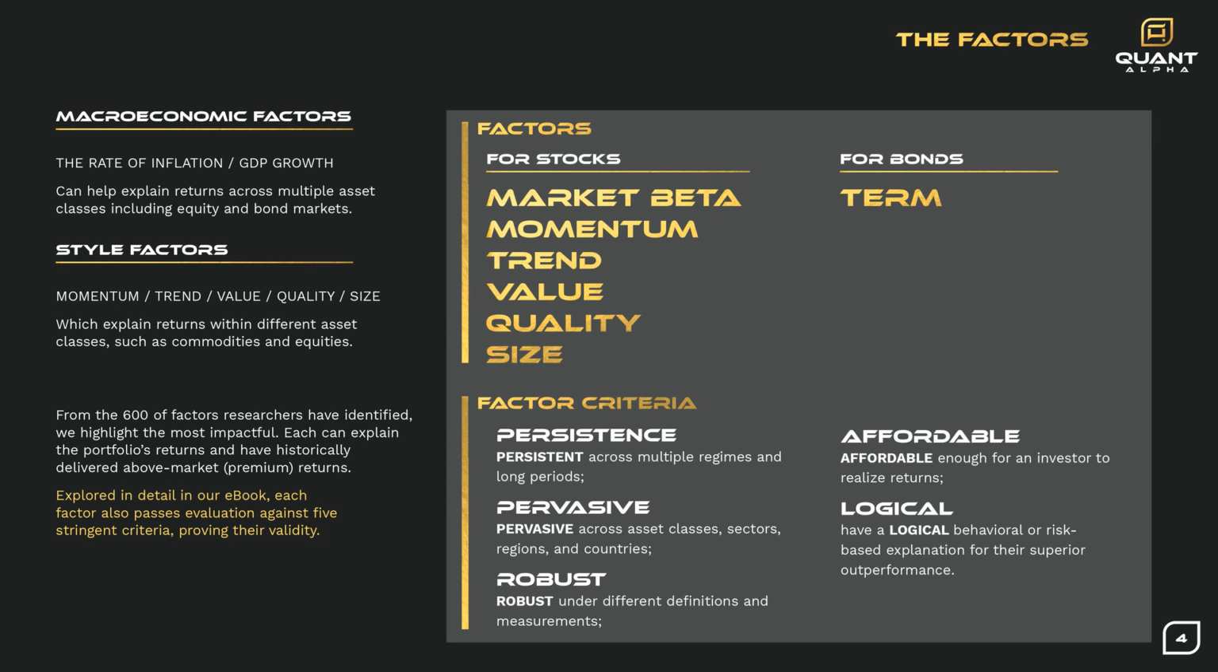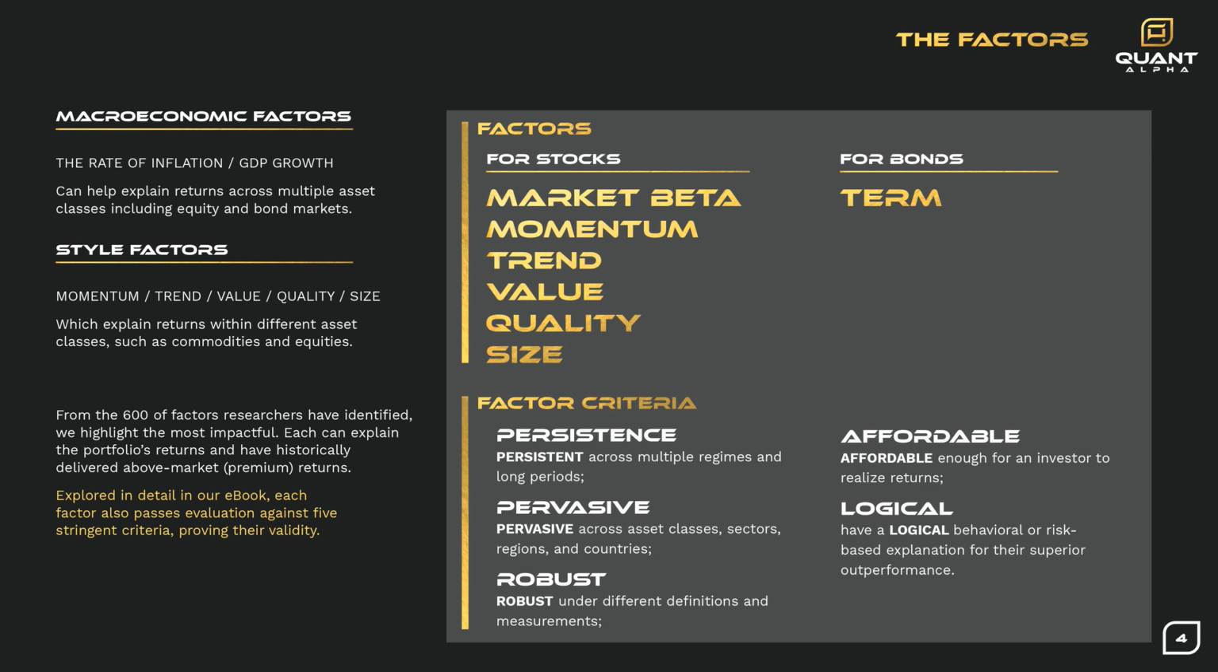From the 600 factors researchers have identified, we highlight the most impactful: market beta, momentum, trend, value, quality, and size for stocks, and term for bonds. Each can explain the portfolio's returns and have historically delivered above-market, premium returns. Explored in detail in our ebook, each factor also passes evaluation against 5 stringent criteria, proving their validity. These must-have factor criteria are persistence, pervasive, robust, affordable, and logical.